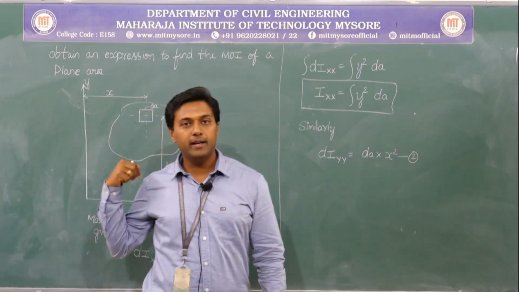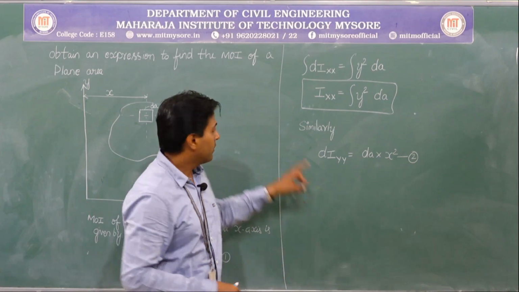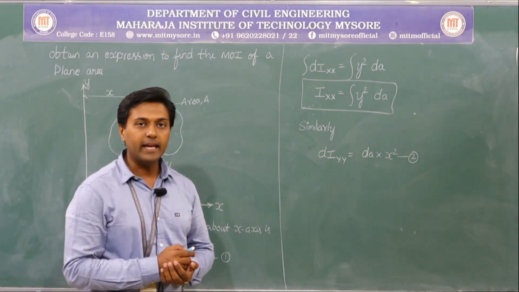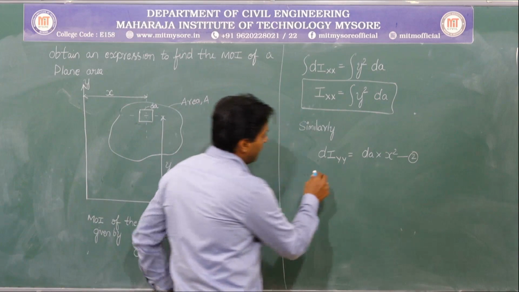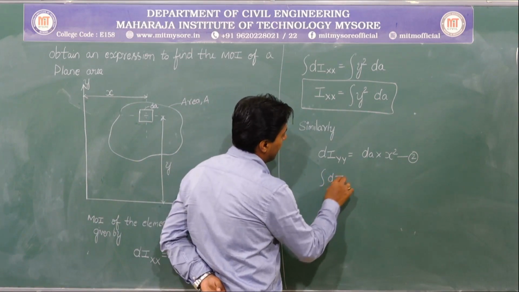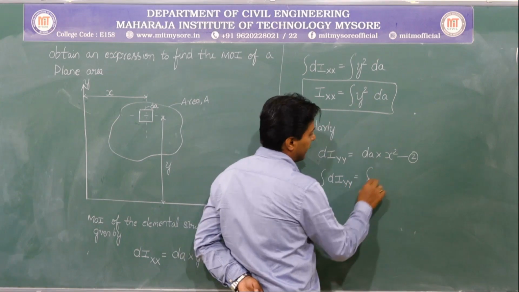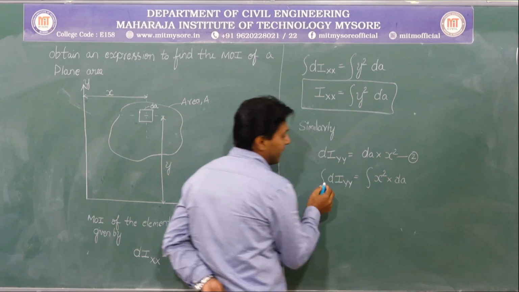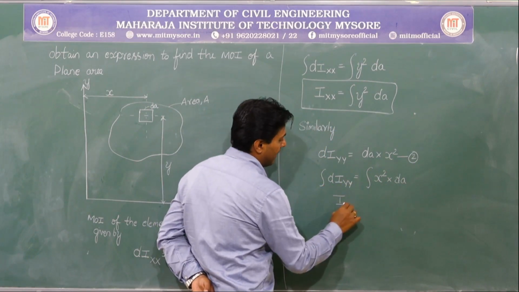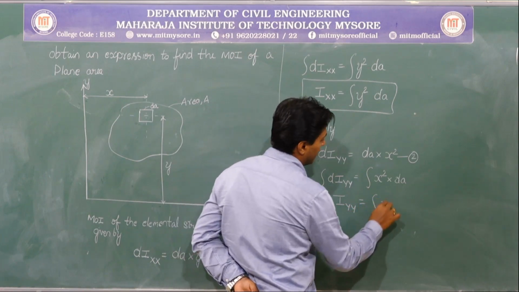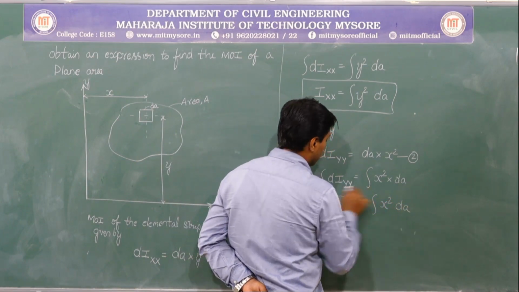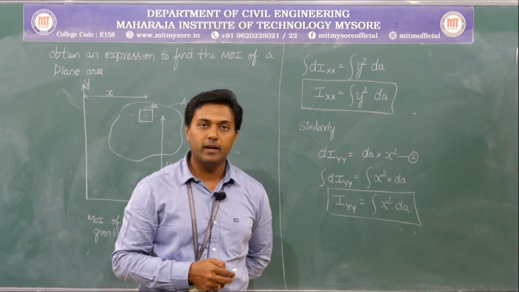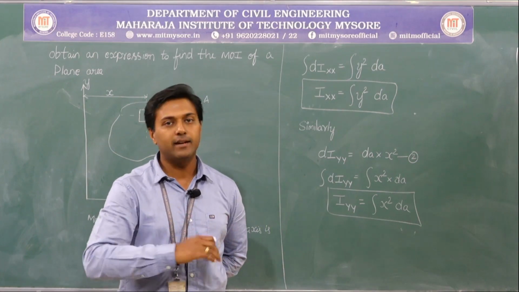As we have already done the same concept, I will not repeat it in detail. The moment of inertia for the entire area is obtained by integrating equation 2. So the integral of dIyy is equal to the integral of x square into dA. Now what is the integral of dIyy? It is nothing but Iyy, which is equal to the integral of x square dA. This is the second formula that we will be frequently using while solving problems on moment of inertia or for any other derivations.